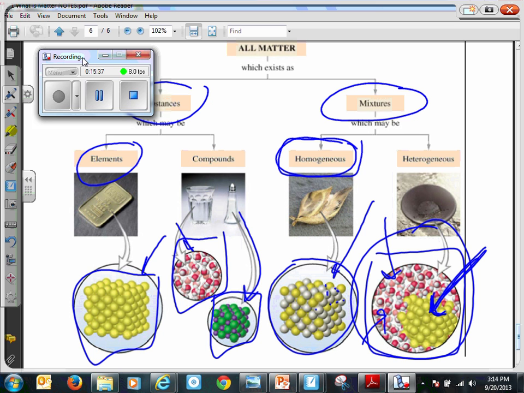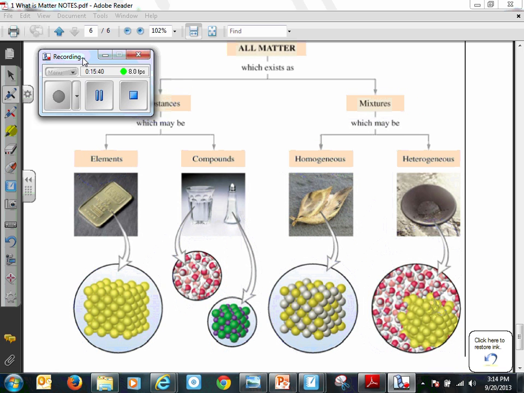So now we're going to do a short lab on elements, compounds, and mixtures and see if you understood these notes.